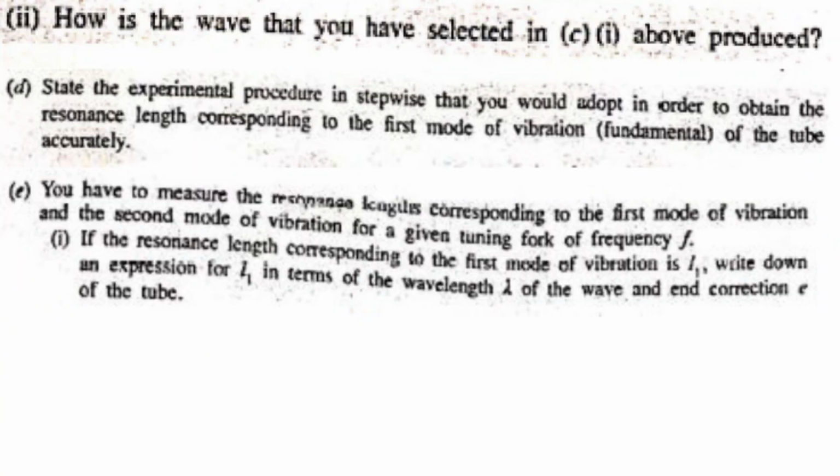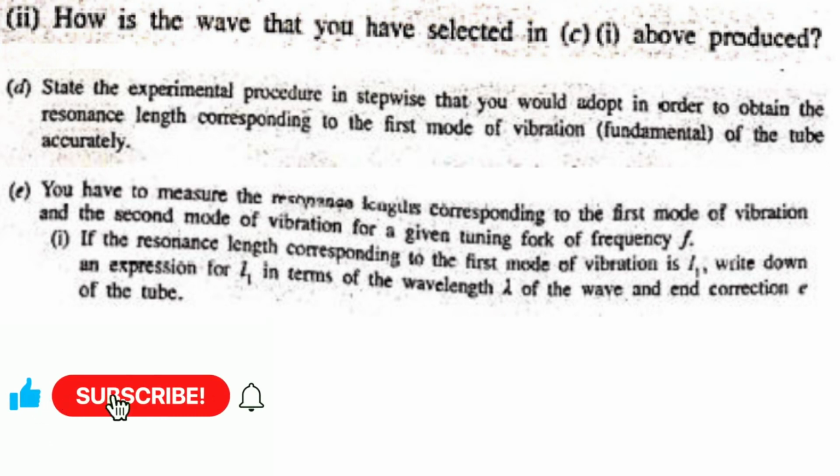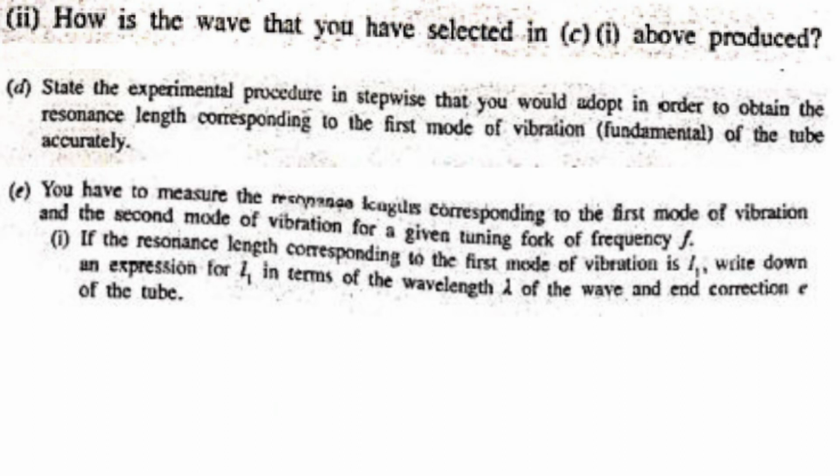Part E, you have measured the resonance length corresponding to the first mode of vibration and second mode of vibration of the given tuning fork of frequency f. Part 1, if the resonance length corresponding to the first mode of vibration is L1, write down an expression for L1 in terms of the wavelength lambda of the wave and the end correction e of the tube. We have to consider the end correction.